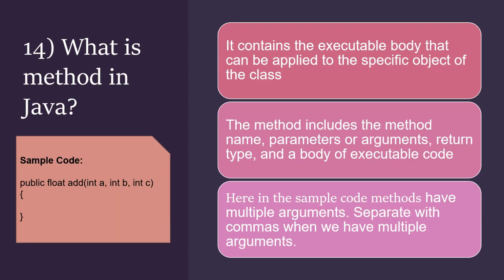Question 14. What is a method in Java? It contains the executable body that can be applied to the specific object of the class. The method includes the method name, parameters or arguments, return type, and a body of executable code. Here is the sample code. For example, public float add(int a, int b, int c). Methods can have multiple arguments. Separate with commas when we have multiple arguments.